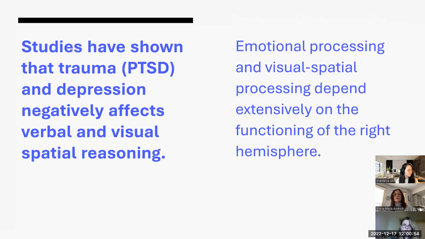So emotional processing and visual spatial processing depend extensively on the function of the right hemisphere. So in understanding why visual spatial reasoning and visual memory are impacted in children who experience trauma, they're really both functions pretty much generalized in the right hemisphere.